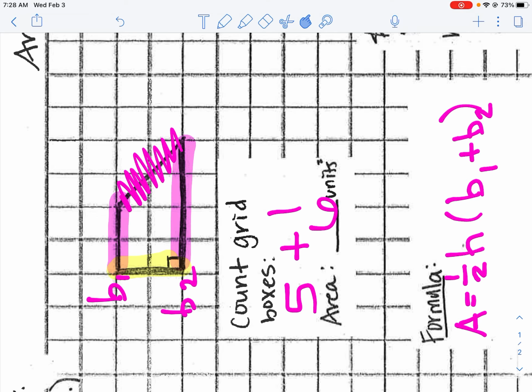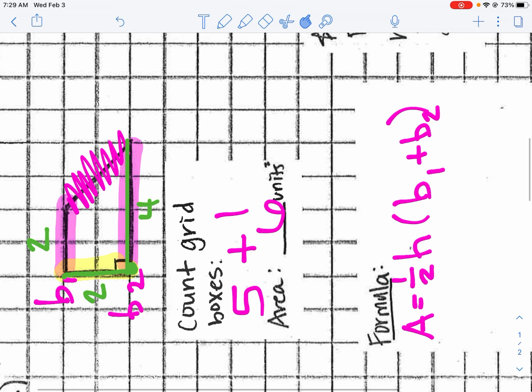So what we need to do now is measure. So if I look at base 1 on the top, I see that that's 2 units long, and base 2 on the bottom, if I start here and I count, I've got 1, 2, 3, 4 units on the bottom. And then I count the height. If I start up here at base 1 and go down to base 2, I've got 1, 2 units for the height. So now we're going to substitute those units into our formula.